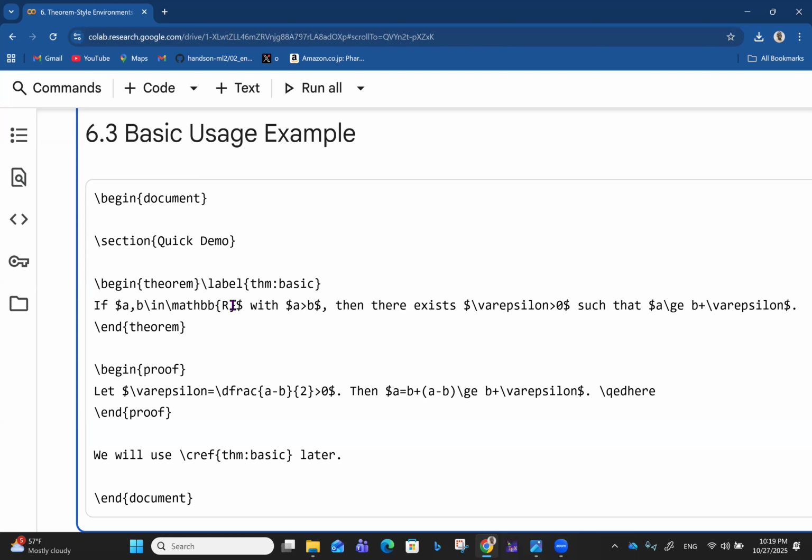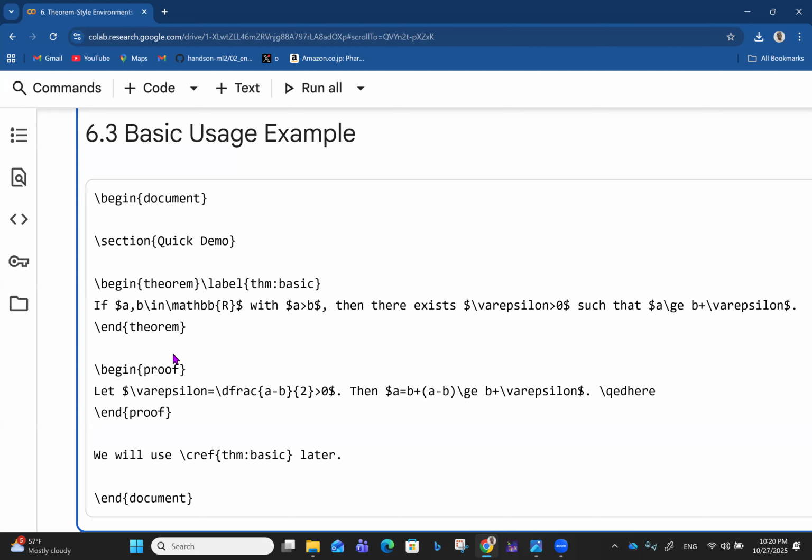If a and b belong to the real number set R with a bigger than b, then there exists a particular epsilon greater than 0 such that a is greater than or equal to b plus epsilon. Let's say that's just a theorem made up. You're going to see this better by the time we get to the mini project. So this is the theorem now. You don't want to just state it.